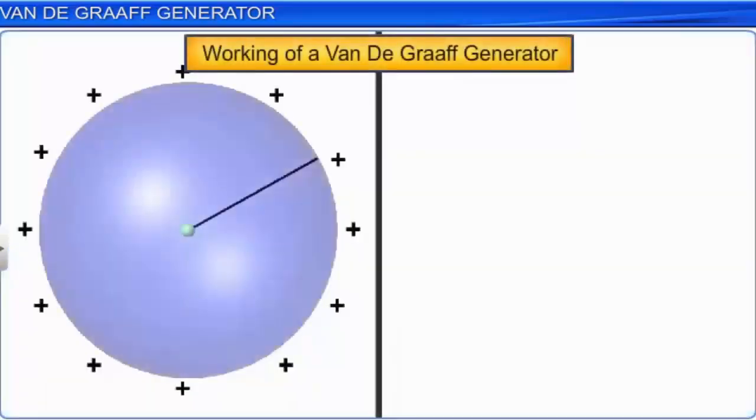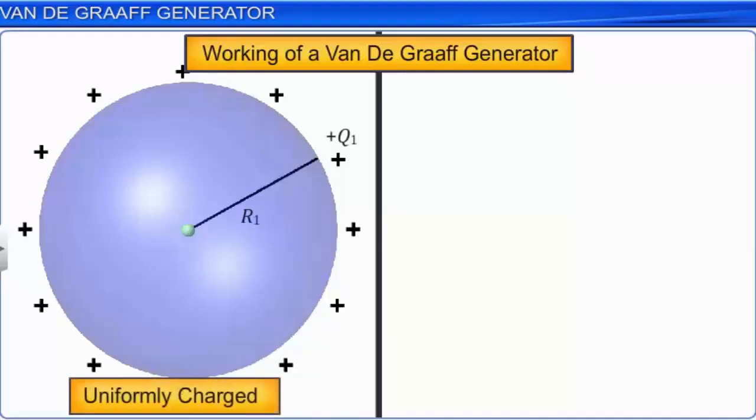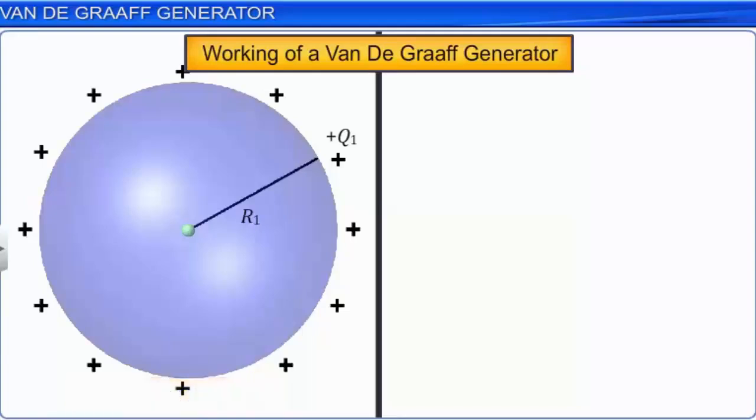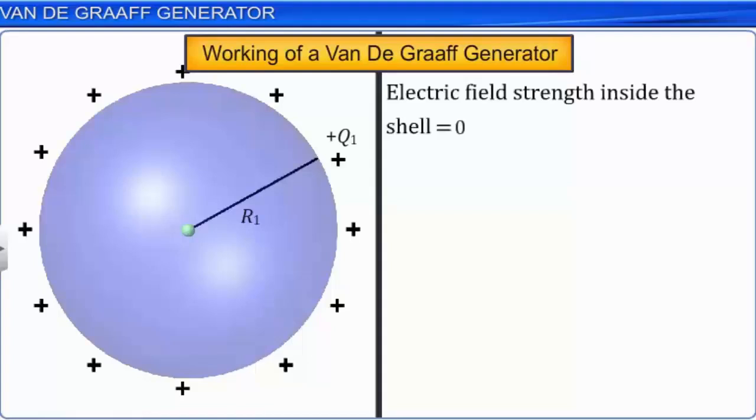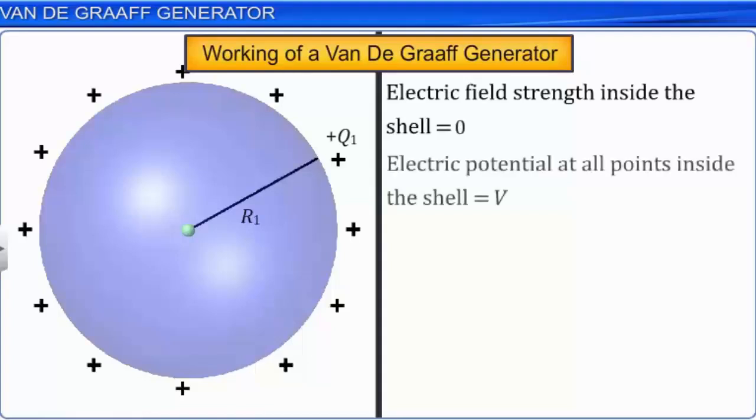To understand the principle behind the working of a Van der Graaff generator, let us consider a large conducting shell of radius r1 with a charge plus q1 on it. This charge is uniformly spread over the conducting shell. For such a charged conducting shell, we know that the electric field strength inside the shell is 0. And the electric potential V inside the spherical shell has the same value at all points inside the shell, and V is equal to 1 by 4 pi epsilon naught Q1 by R1. Let this be equation 1.